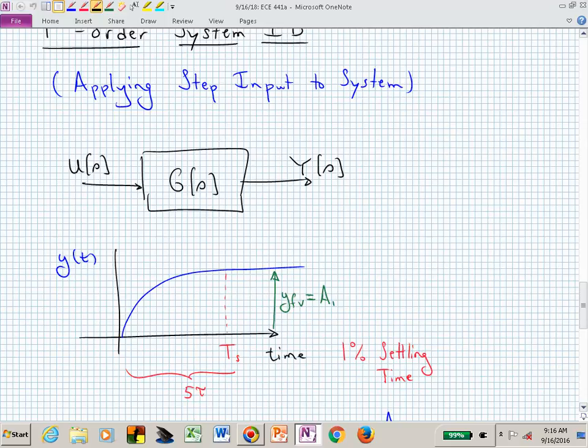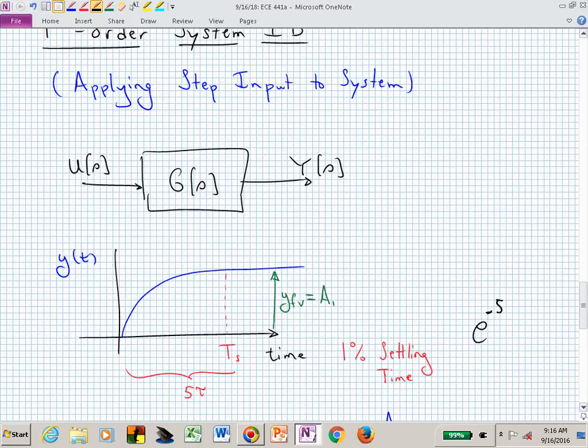If it's a 1% settling time, that's really looking at e to the minus 5. Does anyone have that memorized? E to the minus 5. How big is that?